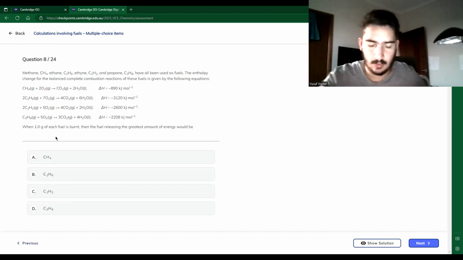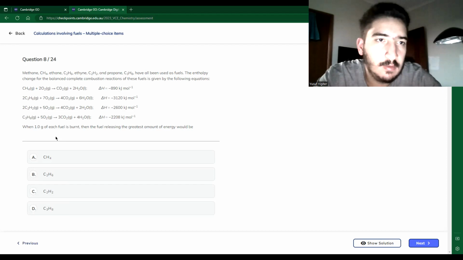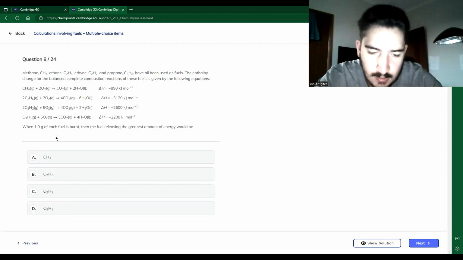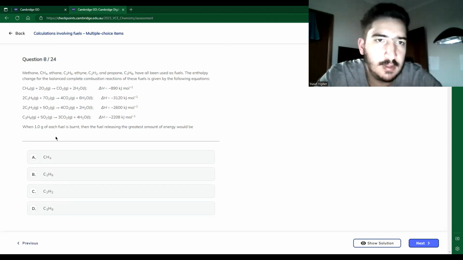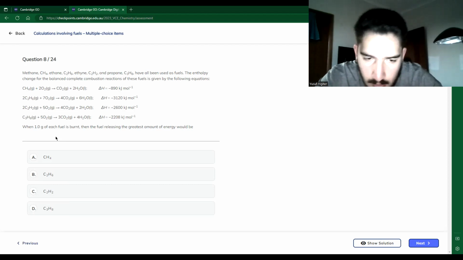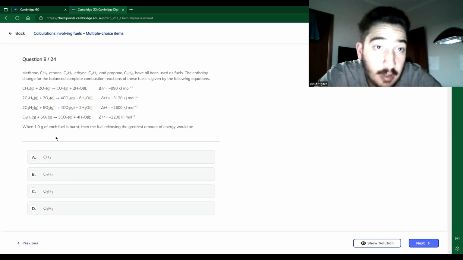All right. 1 divided by, all right, so methane. Carbon is 12, hydrogen is 1. So 12 plus 4 is 16. Now we do 1 divided by 16. Multiply that with the enthalpy change, which is 890, now 55.6. Now let's do that with 1 gram. All right. 12 times 2 plus 6. 1 divided by that. Times it by 3,120.